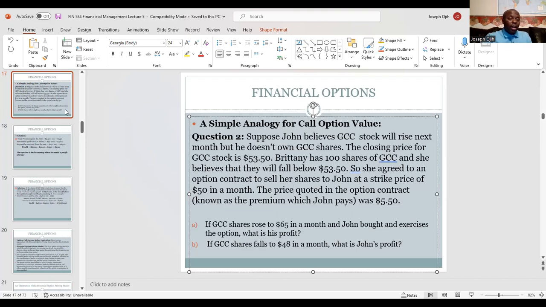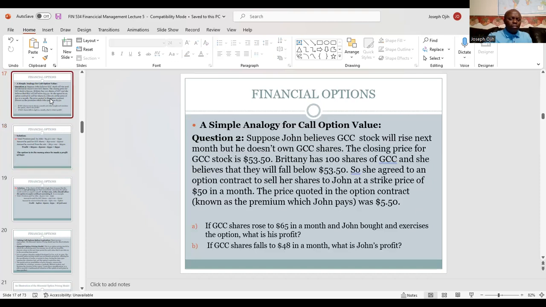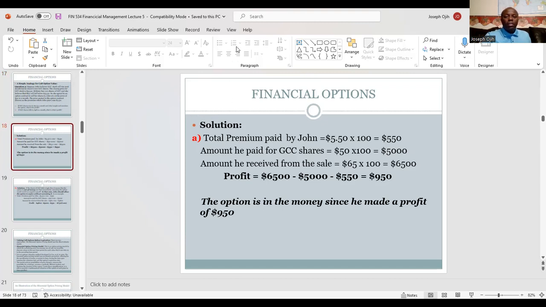To answer this question, we need to enter these values in Excel. So the closing price, that's the current price P, we have $52.50 per share, and then the strike price X is $50, and then the option premium is $5.50. So let us put all this into Excel, okay? So you can see how this works.